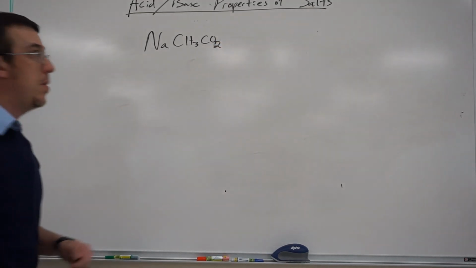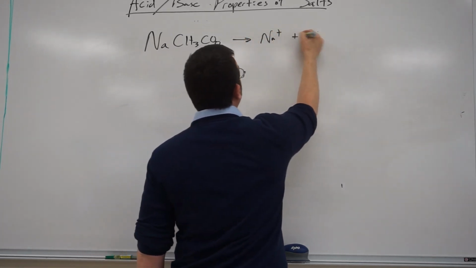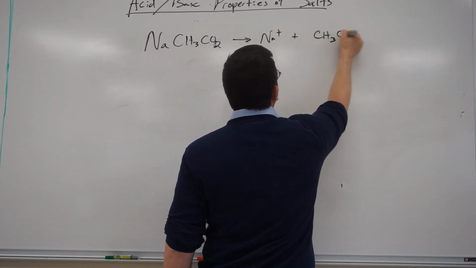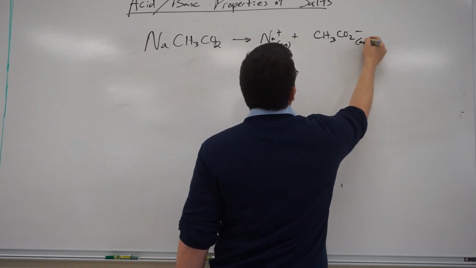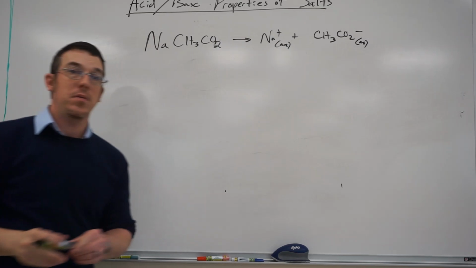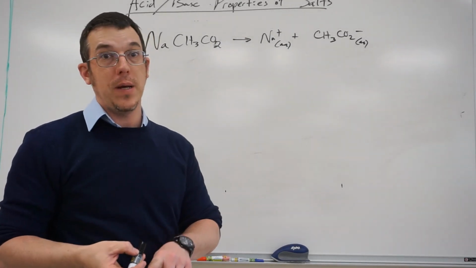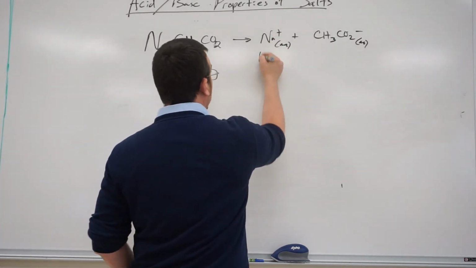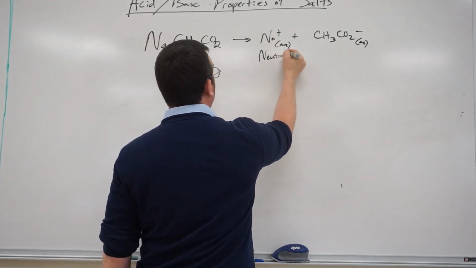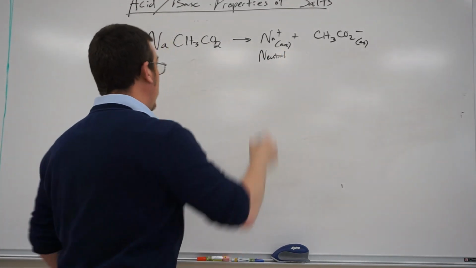Now, as we start to break it down, we're going to form sodium ions, and we're also going to form acetate ions in solution. Just like before, we're going to look at each of those ions and determine if it's going to be neutral, acidic, or basic, and that's what affects the pH of the solution. We already know what sodium is. Sodium is neutral.